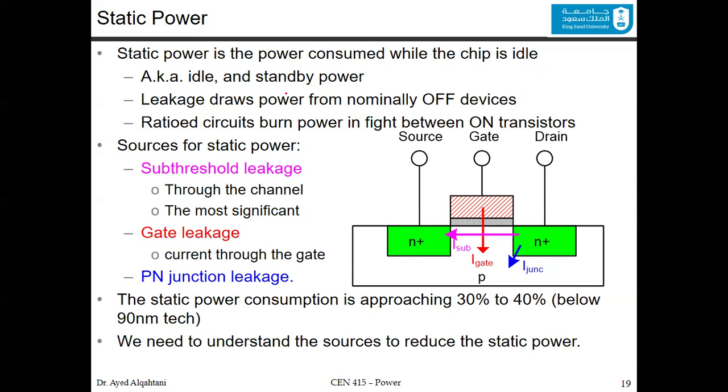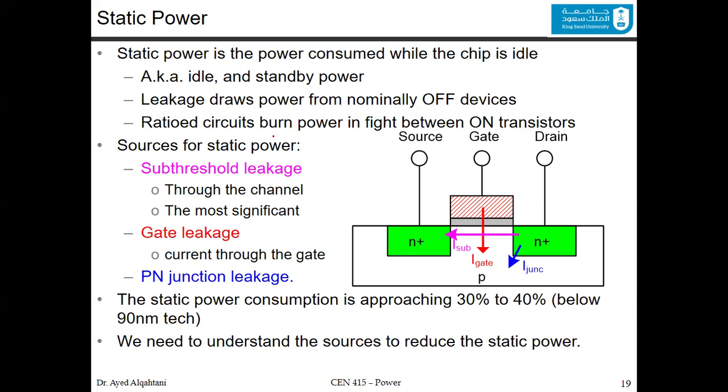This is called the idle power or the standby power consumption. It's usually because of leakage. Leakage stores power for the nominally off devices. So they are off, but still they are leaking some current, and this current in turn will be converted to power, where you will consume power whether you are working or not. In this case, you are having off devices. Now, ratioed circuits burn power in a fight between the on transistors.